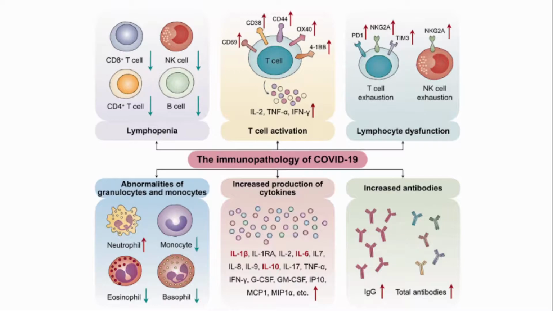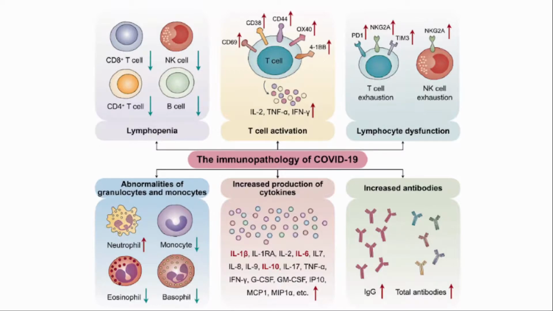However, the lymphocytes show an exhaustion phenotype with upregulation of programmed cell death protein PD1, T cell immunoglobulin domain and mucin domain 3 or TIM3, and killer cell lectin-like receptor subfamily C member 1 or NKG2A. Neutrophil levels are significantly higher in severe patients, while the percentages of eosinophils, basophils and monocytes are reduced.